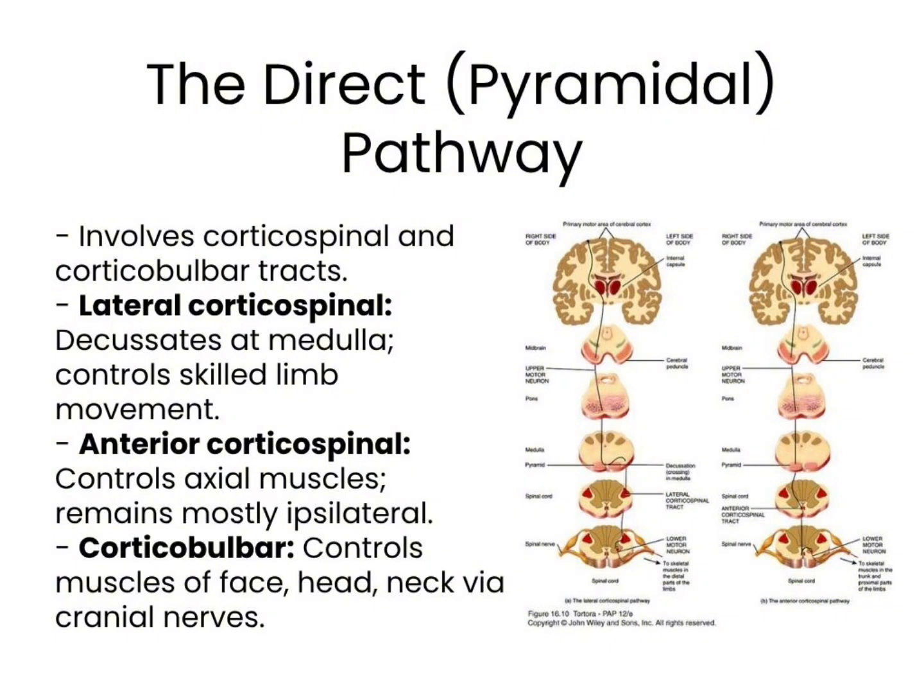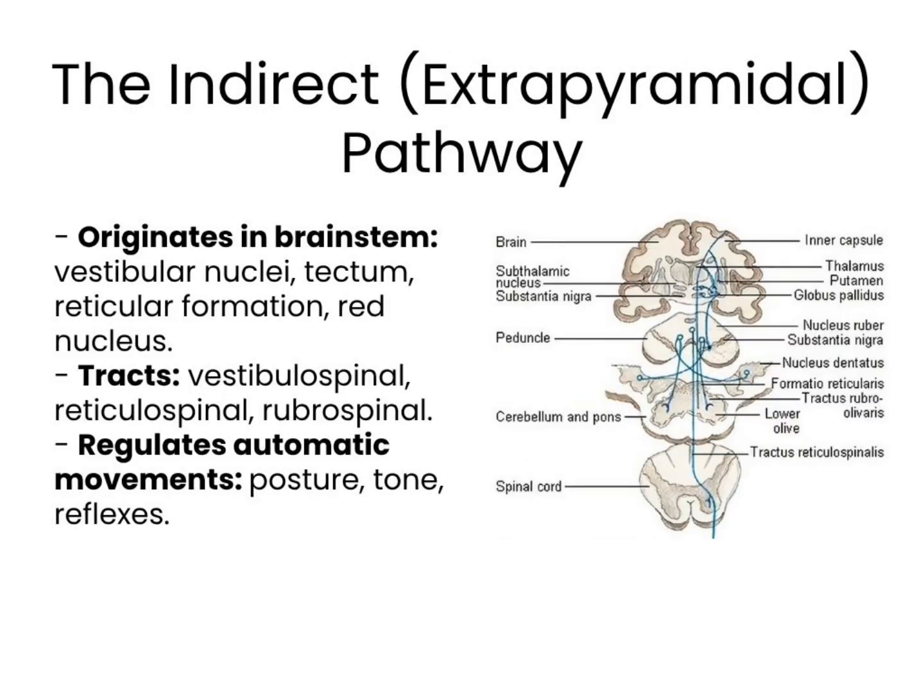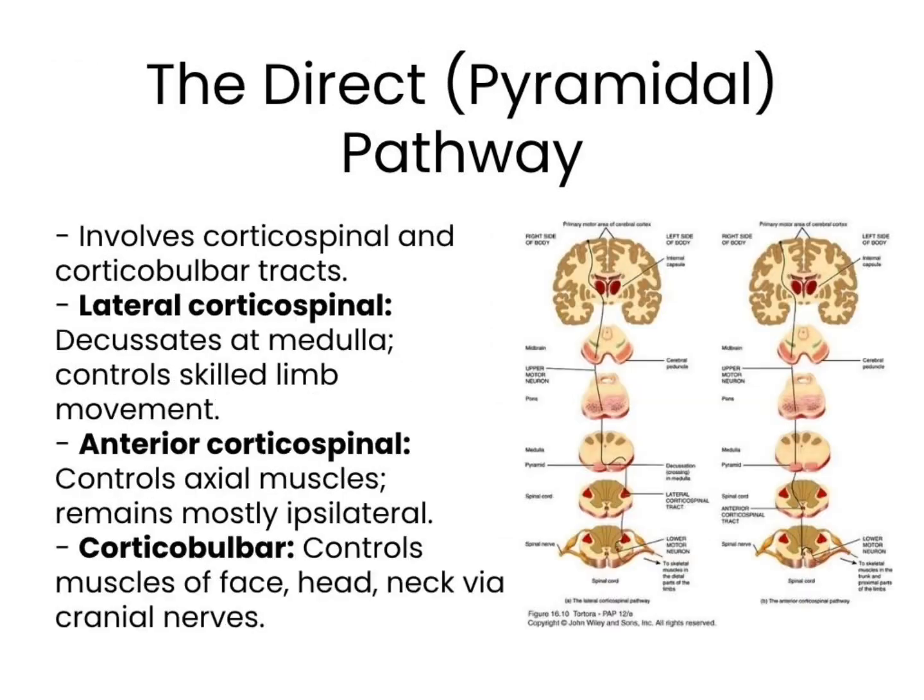Now, we can divide somatic motor pathways into two main systems, direct and indirect motor pathways. The direct pathway, also called the pyramidal system, includes the corticospinal and corticobulbar tracts. These originate in the primary motor cortex and descend through the internal capsule and brainstem.